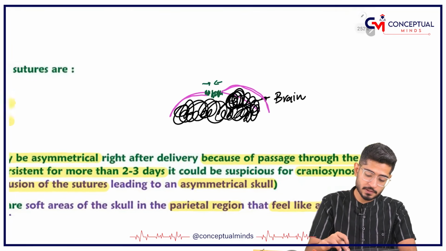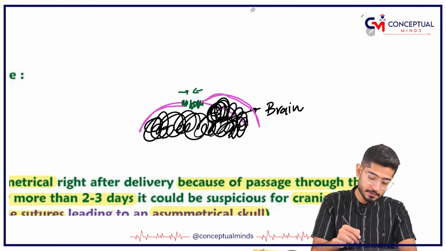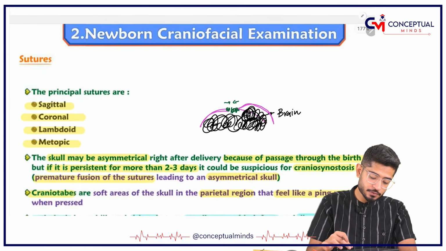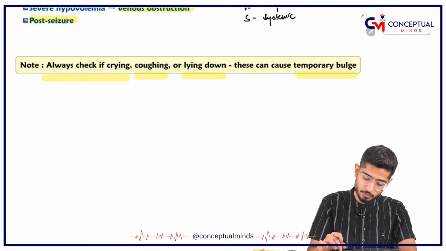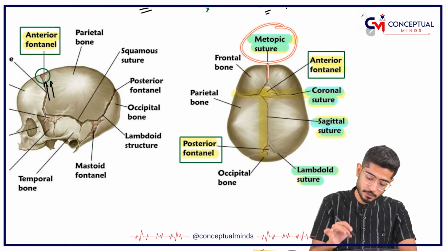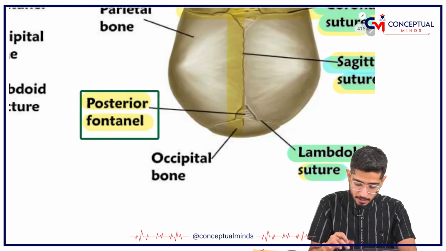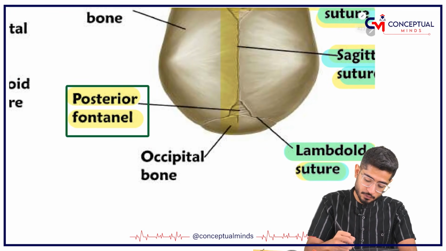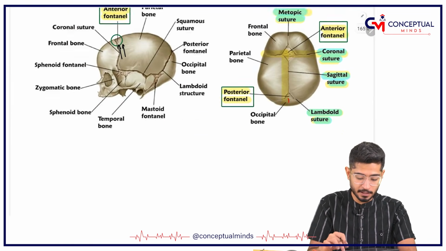Coming on to sutures, I'm really sorry for this poor diagram, alright. So what happens? Understand this. Sutures, I've told you, sagittal, coronal, lambdoid, metopic. Let me just show you all these sutures. So here is the metopic suture, this one. This is going to be the coronal suture. This is going to be the straight one, the sagittal suture. This is the lambdoid suture, and if you look carefully, this suture is going to be the occipital suture. Sometimes they say it is present, sometimes they say it is not present, but anyways.